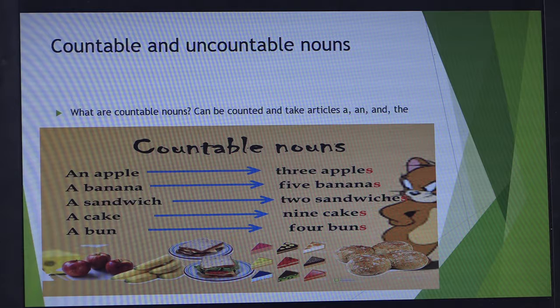For example, we have an apple if it is one. When there are many, we can say 3 apples. We have a banana. Many, we can say 5 bananas. A sandwich, 2 sandwiches. A cake, 9 cakes. A bun, 4 buns. And many other nouns.